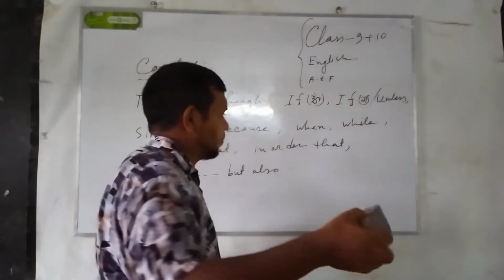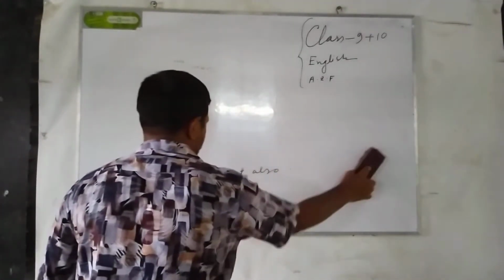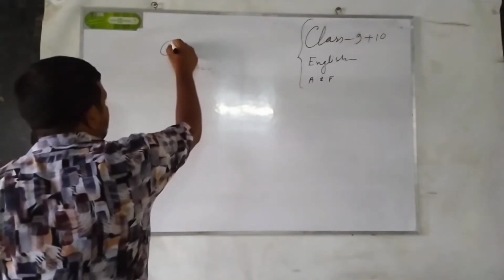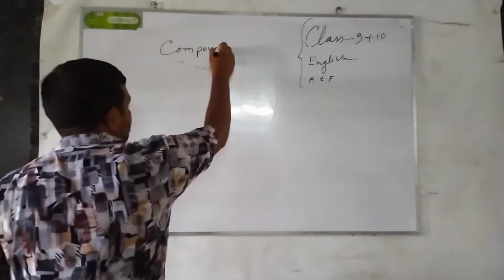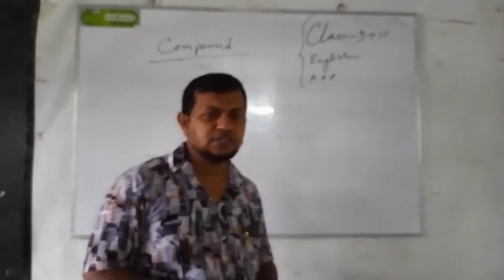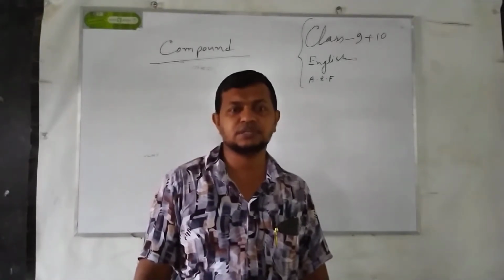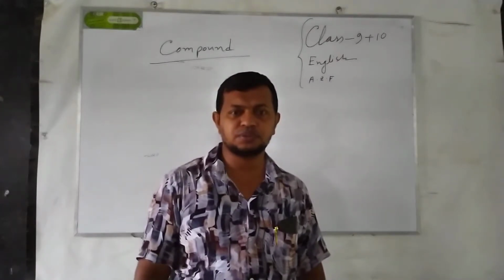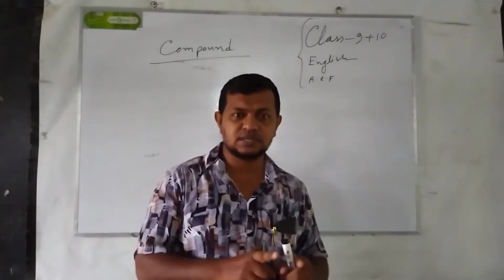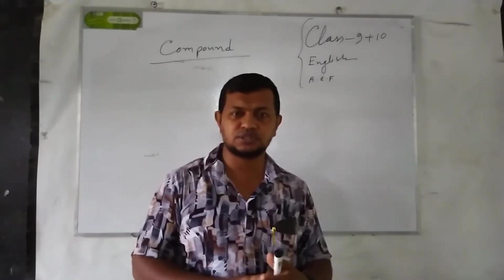I am showing you other conjunctions. Compound. What is that? Compound. A compound sentence has some limited conjunctions, especially and, or, but, yet and so. These conjunctions can be used in the middle of the sentence. The first sentence has one sense completed, then use and, or, but, yet and so, then another or last sentence.